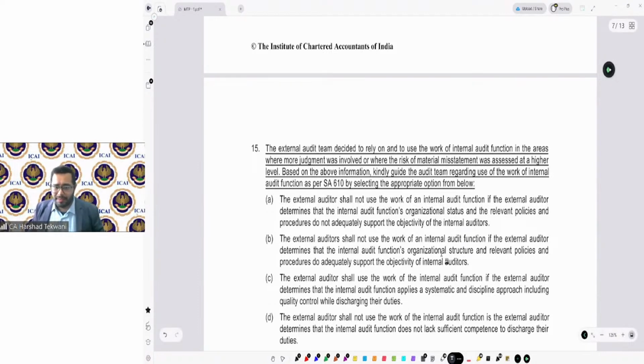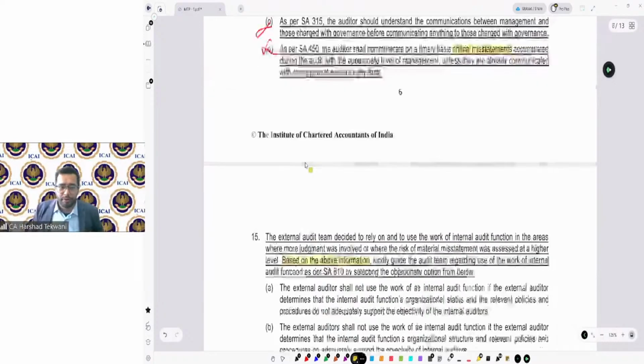Now, in this case, it is said that based on the above information, the information which is given in the question, so you need to read the information. And then you need to decide what could be the correct option. Let's go to the information.